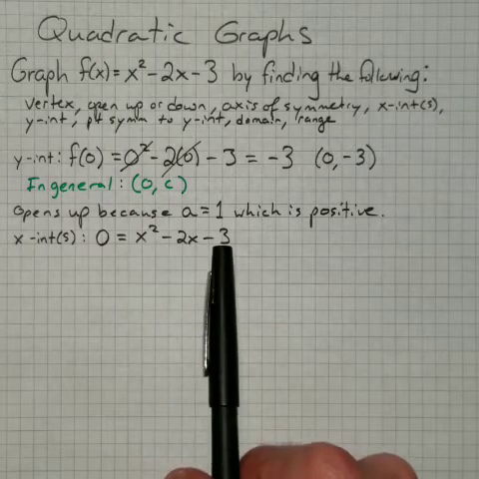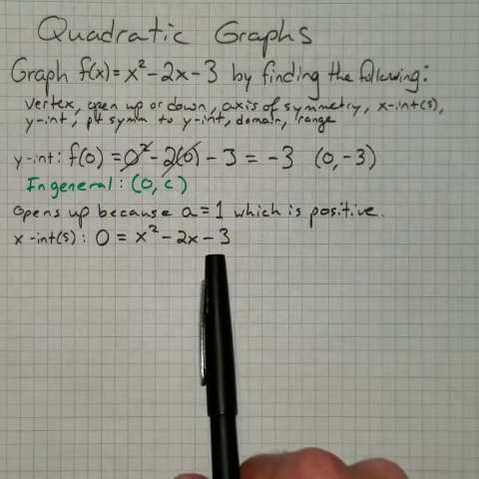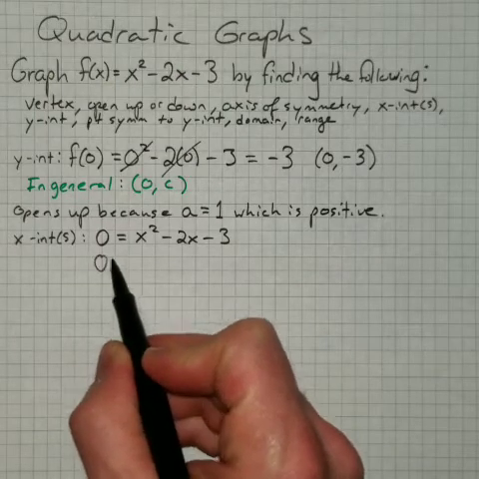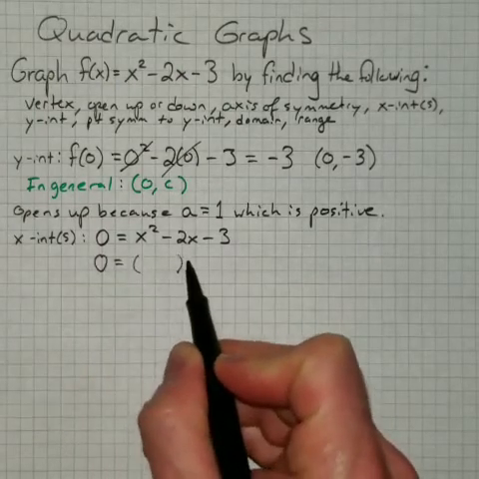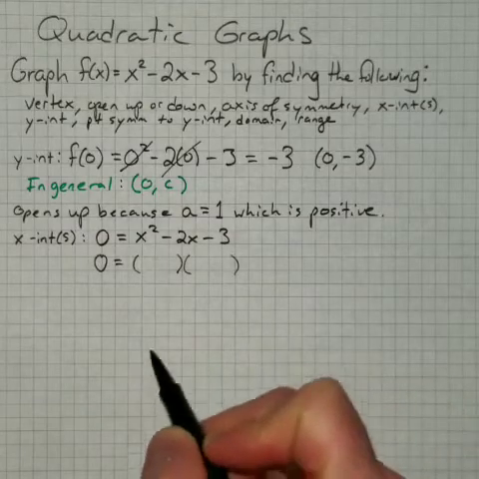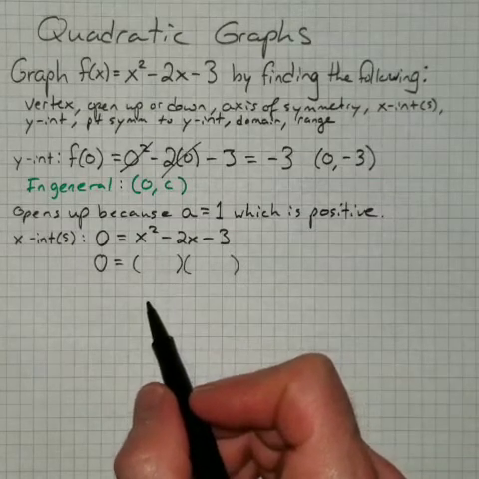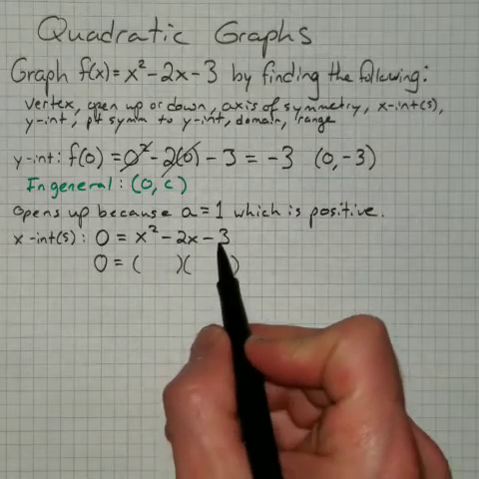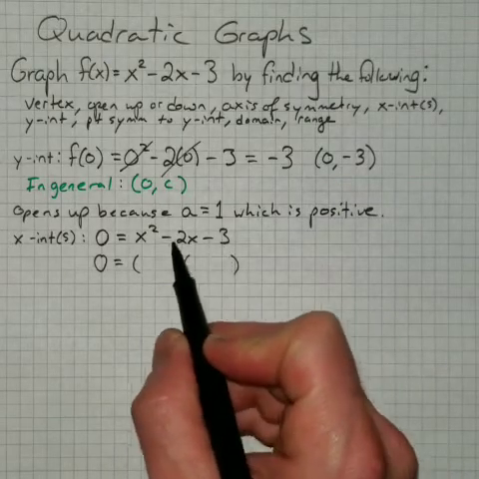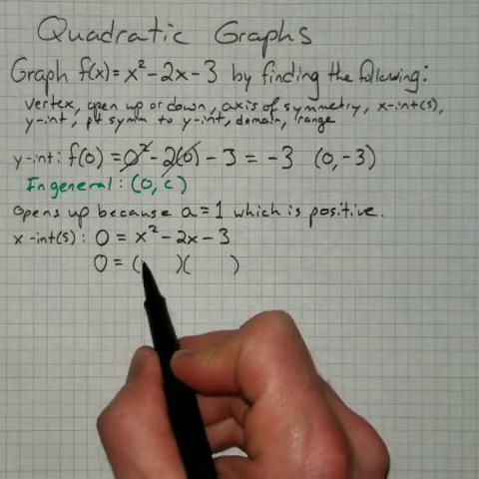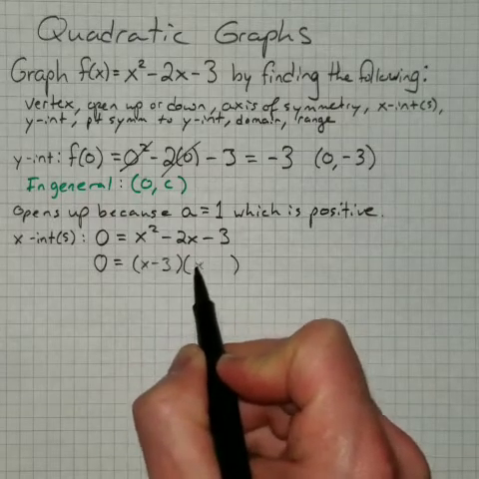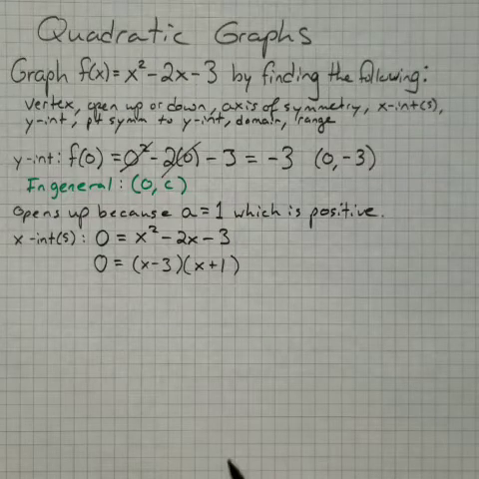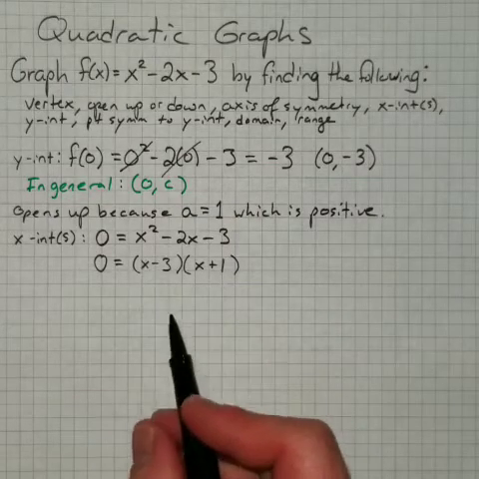As I look at this polynomial, I see that it is factorable, and so I'm going to use the factors to solve this. I'm going to use the factoring technique, even though we could do completing the square or the quadratic formula here. So factors of -3 that add up to -2 are -3 and +1. So my factors are going to be x minus 3 and x plus 1.